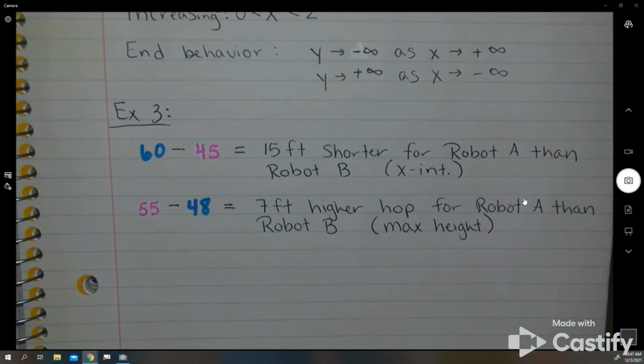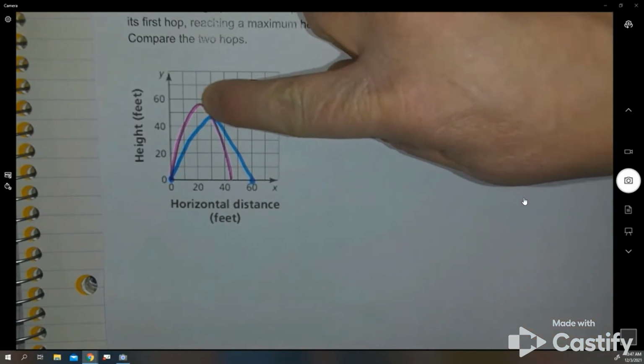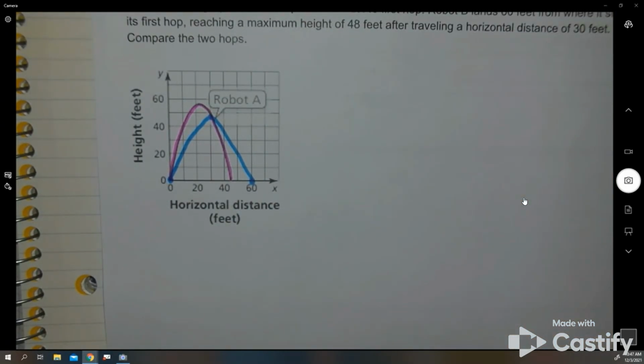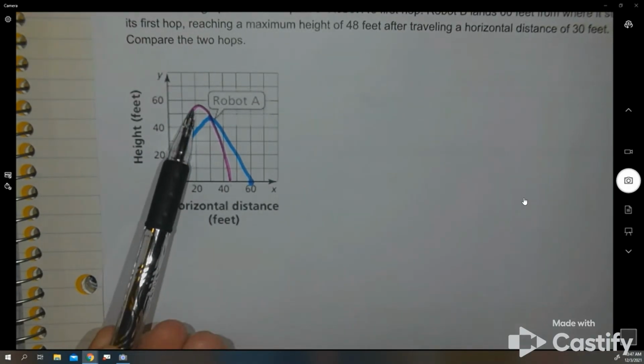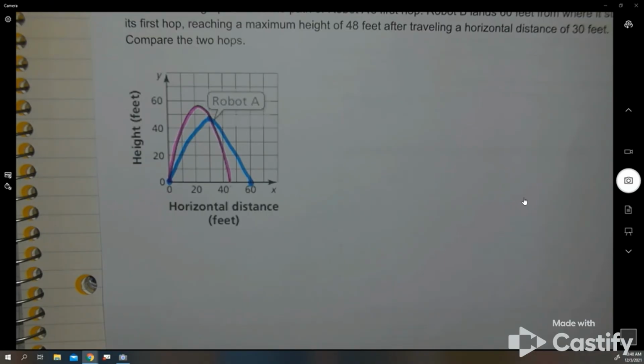So when you have graphs, you can pick different aspects of them to do your comparisons. For this one, we use our x-intercepts here, and we also use our max height of those 2 graphs to make some comparisons between the 2. If we think about it, robot A landed short, but they got higher off the ground, while robot B got farther away, but less height off the ground. So depending on what they're trying to use these robots for, it could help them determine which one they would want to use based on that result.